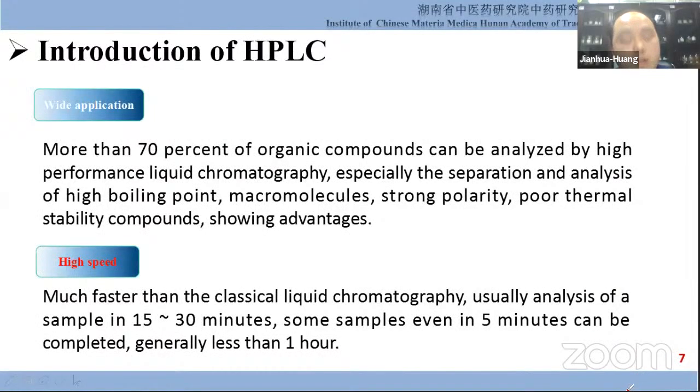Here, the second advantage of HPLC is high speed. Normally, it's much faster than classical liquid chromatography. Usually, analysis of a sample takes 15 to 30 minutes. Some samples, even in 5 minutes, can be completed. So generally, the whole analysis time will be less than 1 hour. So it means it has a much faster speed.